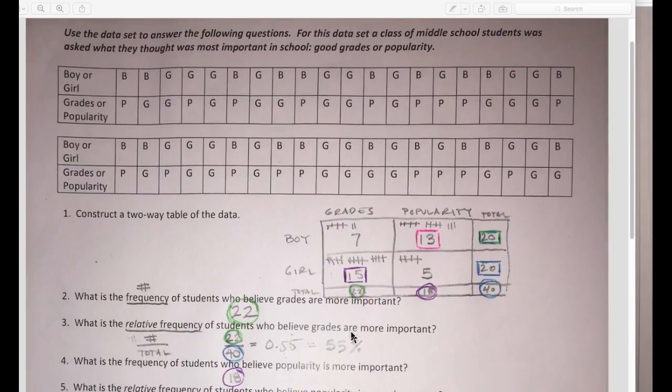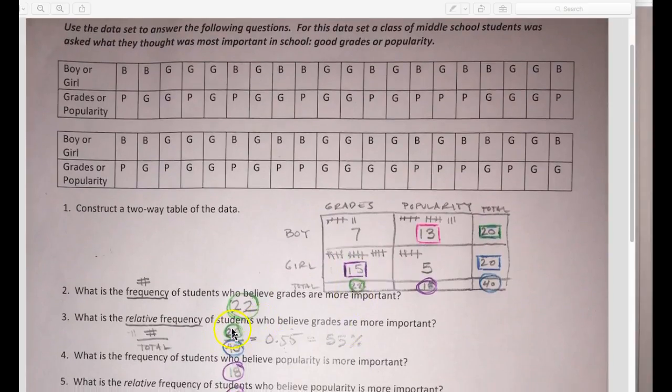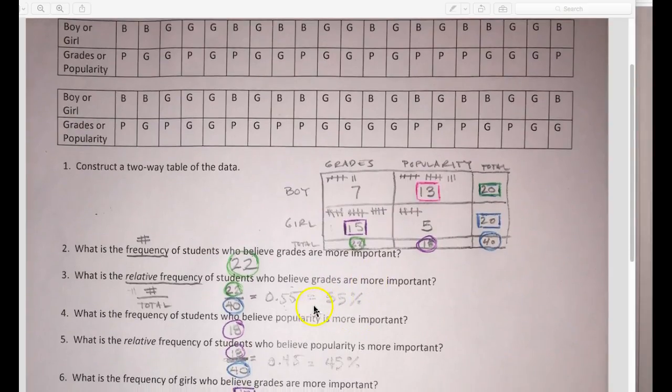The relative frequency of students, that means the frequency out of the total number of students. So it's 22 out of 40. So the relative frequency of students who believe grades are more important is 55%. The way I found 55% was 22 over 40. You can do it on a calculator or just reduce or just divide. But anyway, you'll get 0.55 or 55 out of 100 or 11 out of 20. That ends up being 55%.